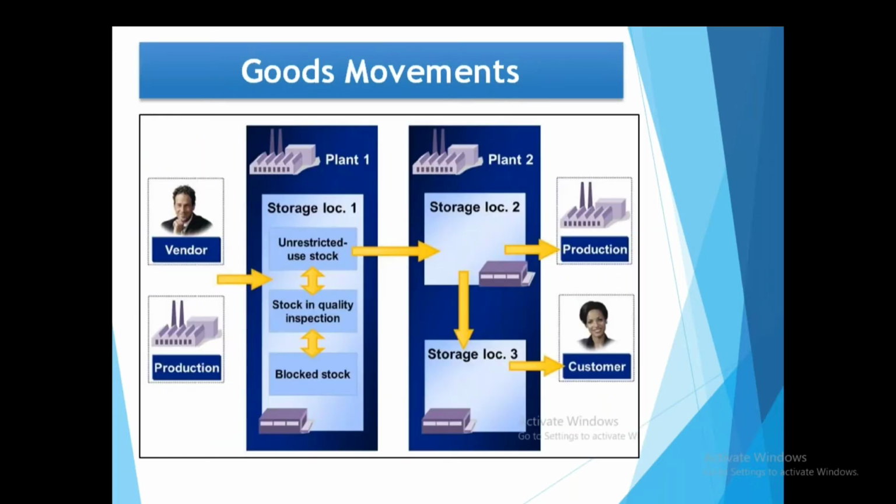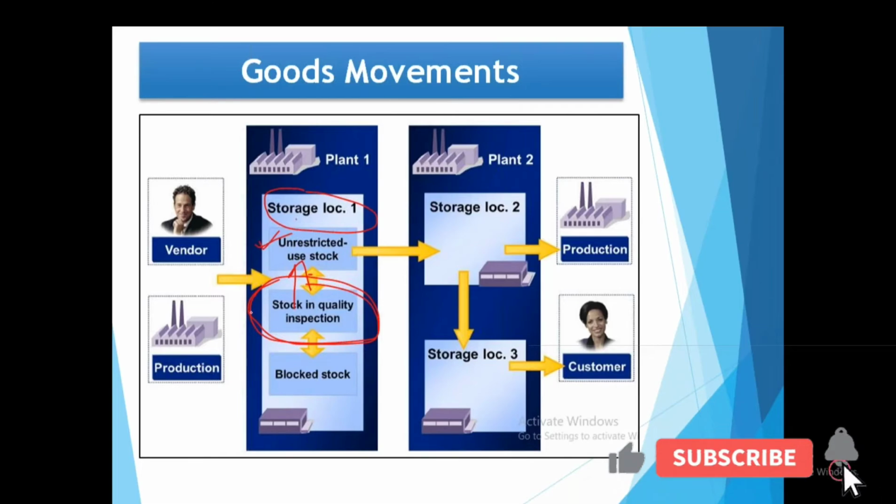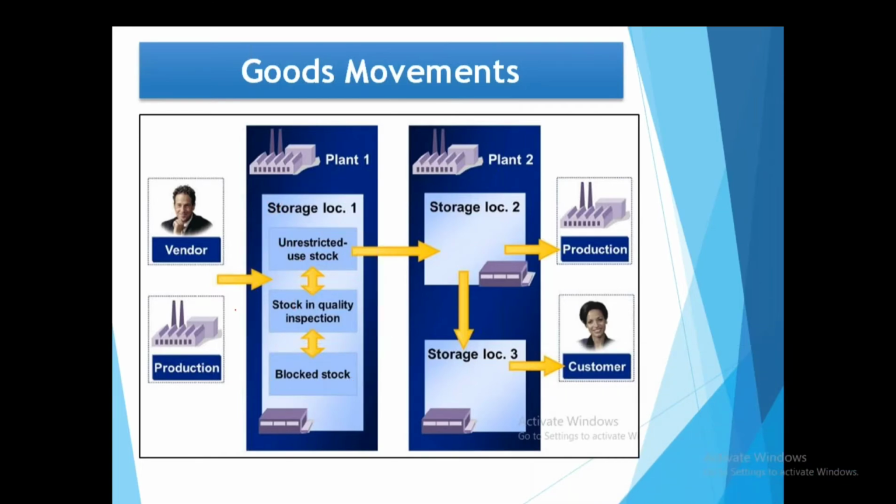In our case we have seen, let's say you have a material in a storage location. Currently it is in quality inspection. You inspected it, then you moved it to unrestricted use stock. So here physical movement may or may not happen. Only the stock category is changing. That is what is called transfer posting.